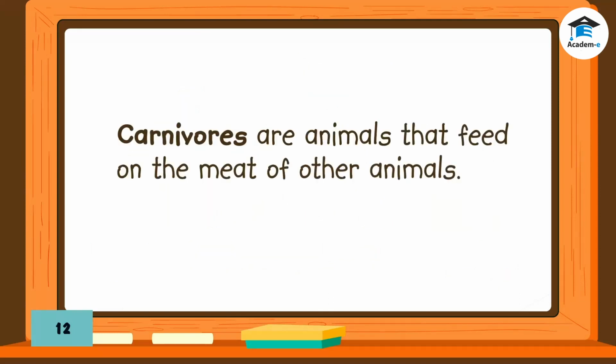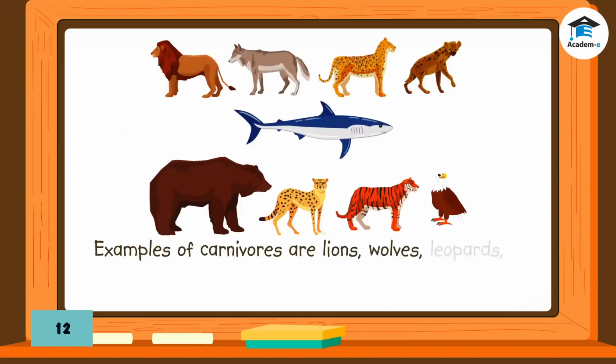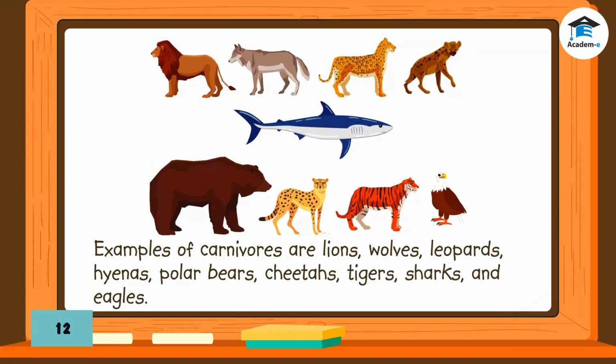Carnivores are animals that feed on the meat of other animals. They use their sharp pointed teeth to tear meat into pieces. Examples of carnivores are lions, wolves, leopards, hyenas, polar bears, cheetahs, tigers, sharks, and eagles.